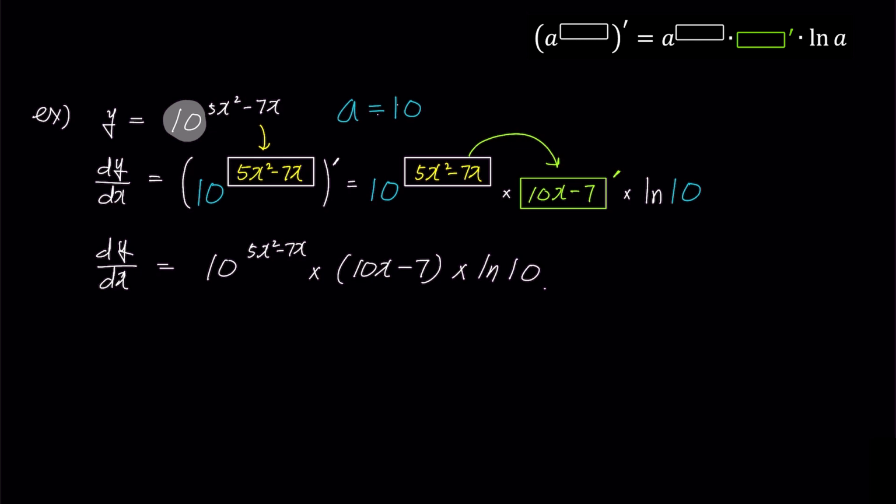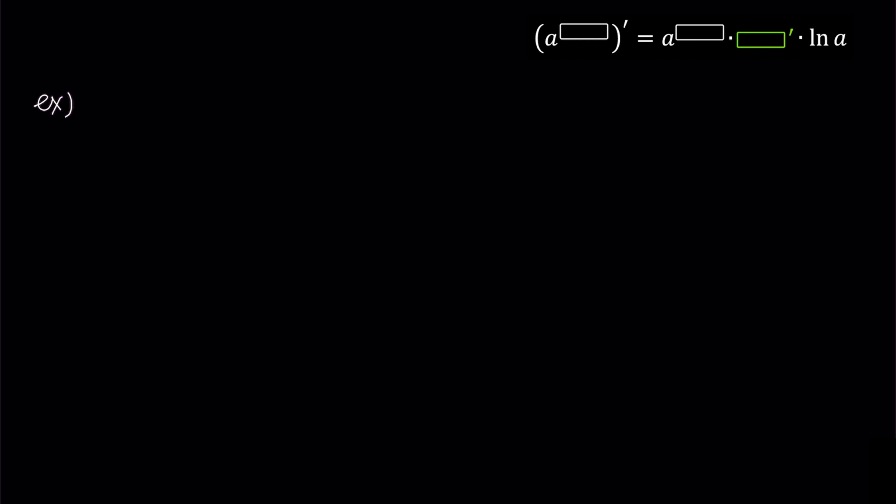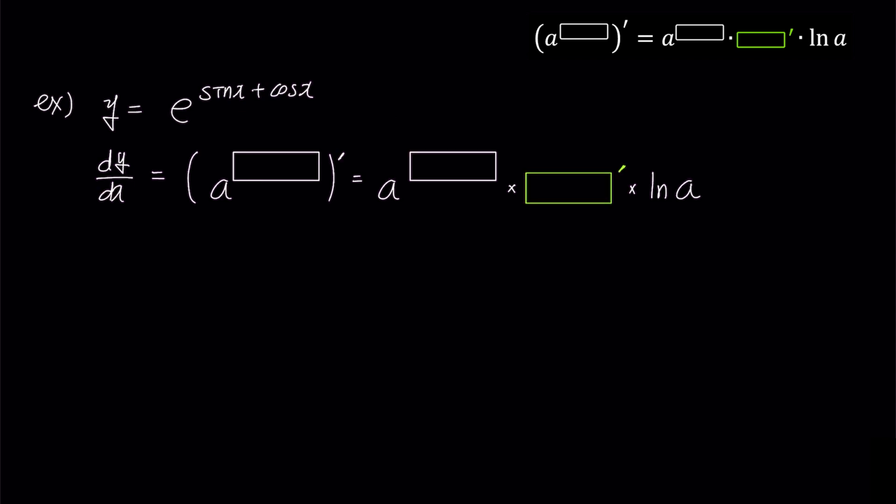In the next example, we'll solve the differentiation of the exponential function with trigonometric functions involved. The next problem is y equals e to the power of sine x plus cosine x. Again, let's use the formula shown in the top right corner and substitute the base value of e into a. If we substitute a with e, the last term ln e becomes 1 and disappears.